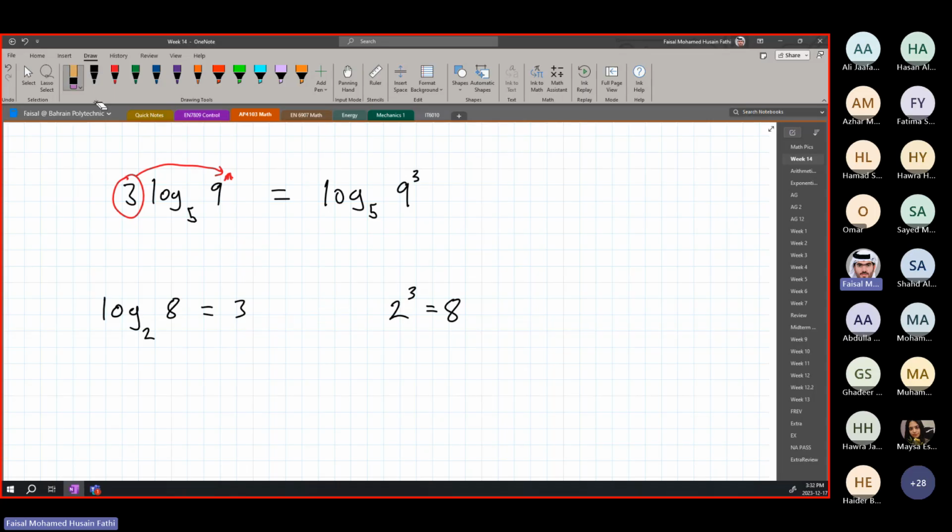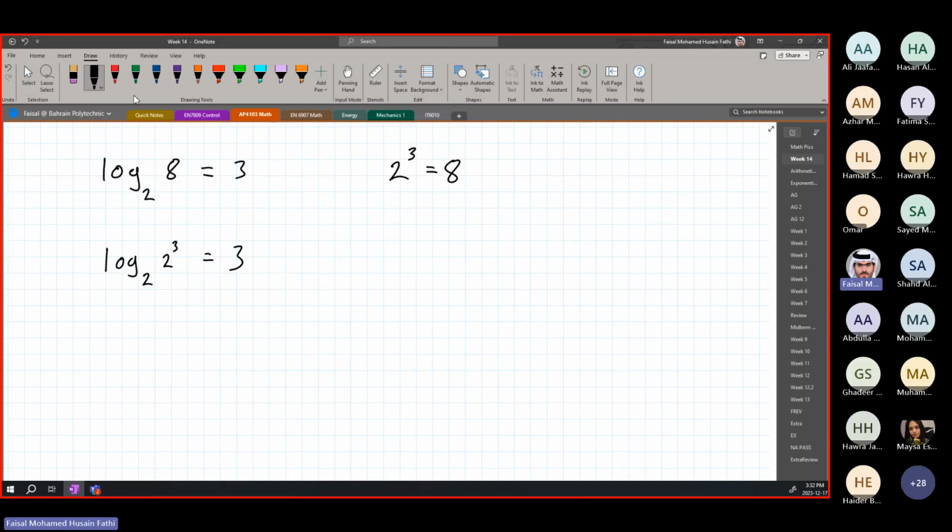So we know that 2 to the power of 3 is equal to 8. So if I'm going to rewrite this, I'm going to rewrite log base 2, 2 to the power of 3 is equal to 3. Okay? And I want to take this power out. If I take this power out, we will get 3 log base 2, 2 is equal to 3. Right or not? Based on the rule.